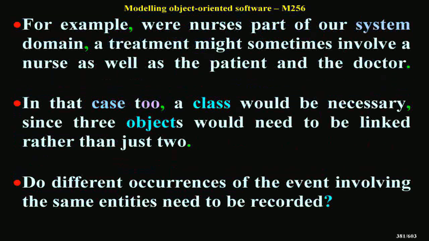For example, where nurse is part of our system domain, a treatment might sometimes involve a nurse as well as the patient and the doctor. In that case too, a class would be necessary, since three objects would need to be linked rather than just two. Do different occurrences of the event involving the same entities need to be recorded?